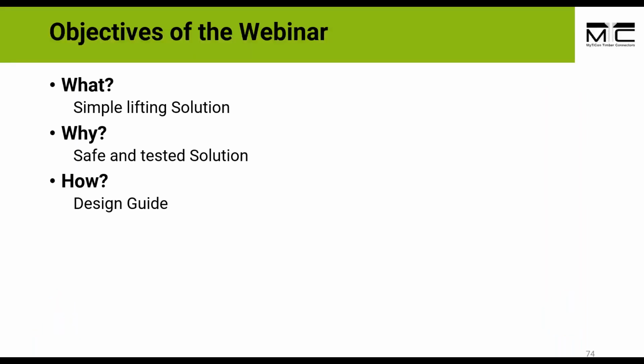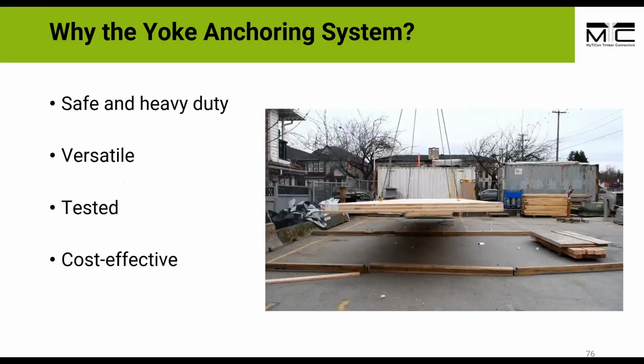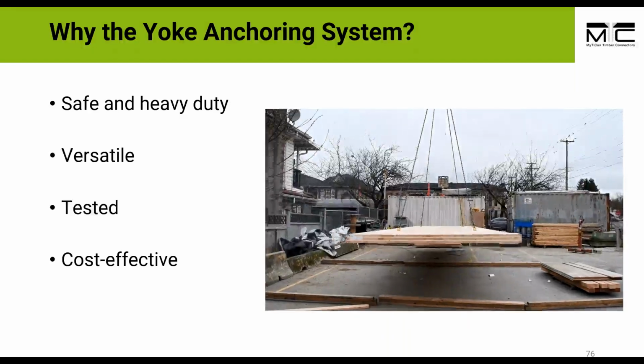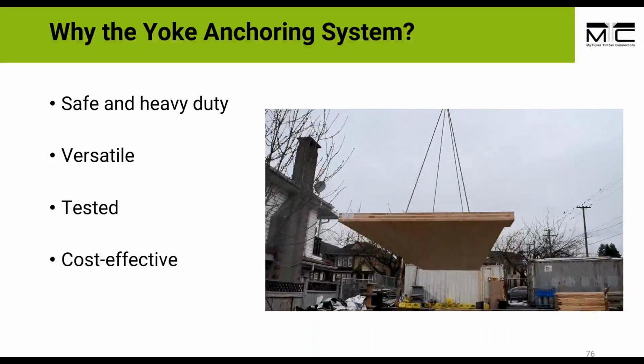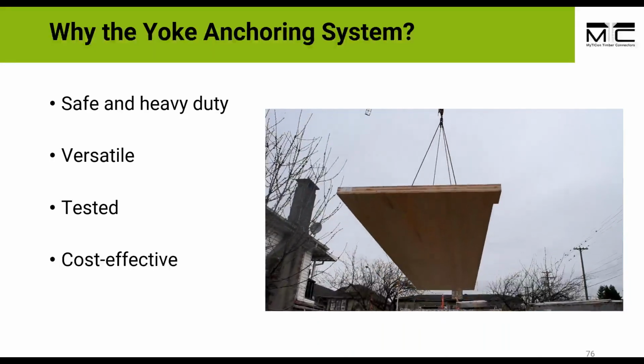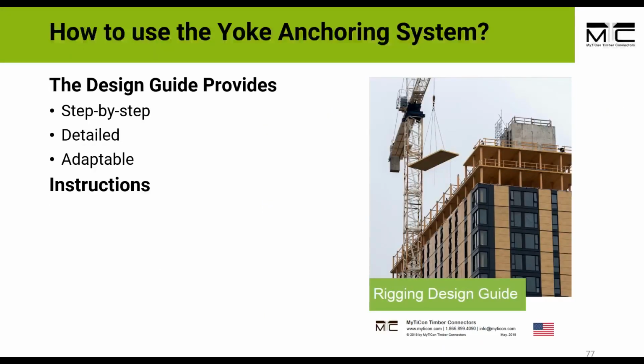To quickly recap this presentation, today we went over 3 questions. What is the yoke anchoring system? It is a unique Mightycon mass timber rigging system that is simple to use. Why use the yoke anchoring system? Because it is a safe, versatile, heavy-duty system that is tested right here in North America. And all of this makes it cost-effective. And finally, how to use this system. And that is by the Rigging Design Guide, which provides guidance in choosing the right system for different situations.